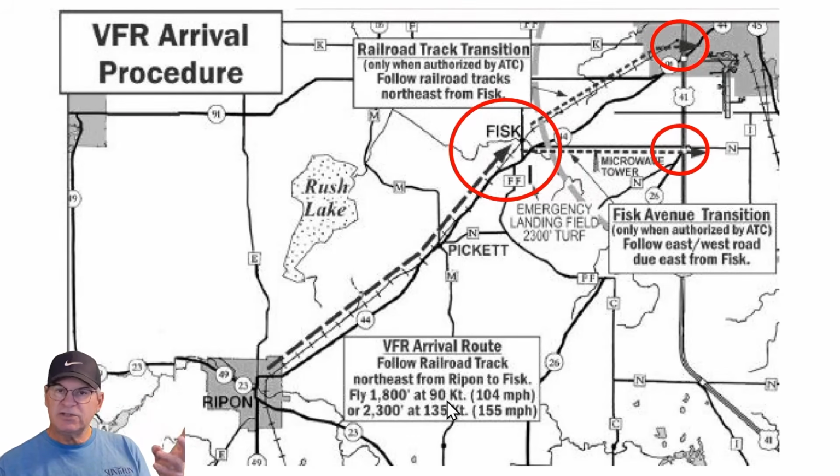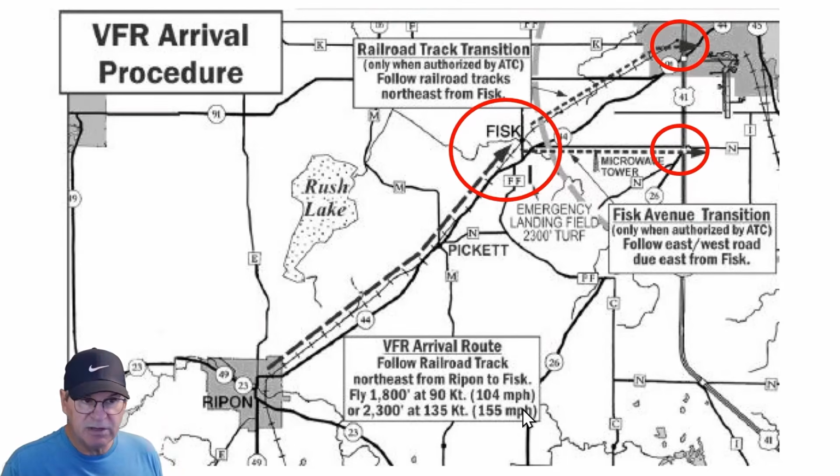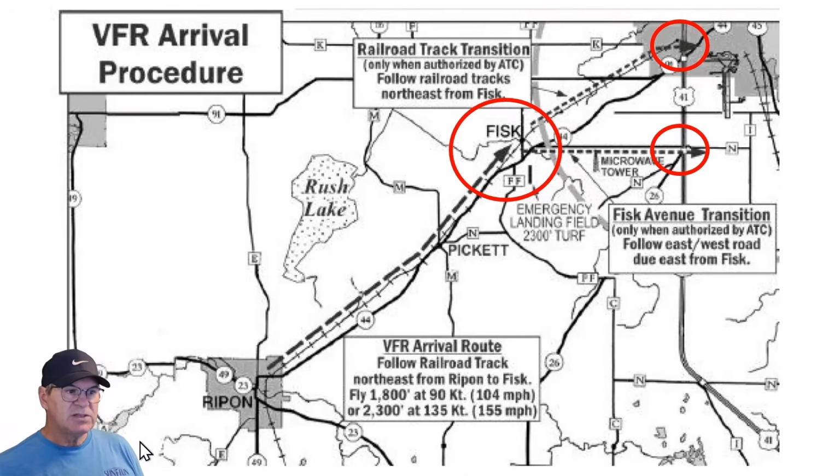Now, they do have a provision for the faster airplanes that can't do 90 knots. So they're giving them a 2,300 at 135 knots. All right. And they're actually giving you the equivalent in miles per hour because some airplanes have miles per hour on their airspeed indicator. All right. So that's the idea all the way along, starting from way back wherever, through Ripon, 1,800 feet, 90 knots, half mile spacing. This is the plan. All right. We'll see how close we get to that.